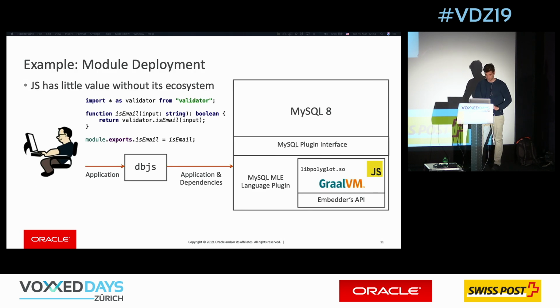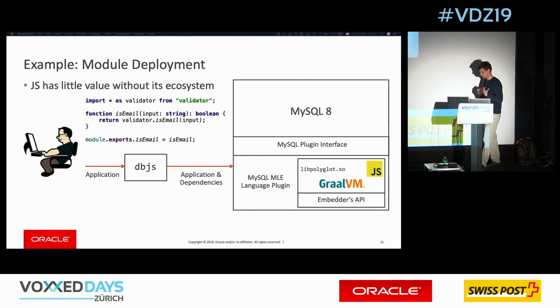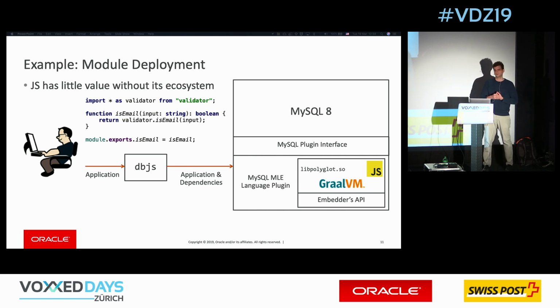Okay, so now we've seen how it works for simple stored programs. Let's take a look at the model. JavaScript itself is not much without the ecosystem, right? You go on npm and you can get whatever you want. So what we developed together with this is a tool called db.js, which, for a program that you would typically run on a client where you use node modules and so on, will pack it in using Webpack, ship it to the database, and provide all the functions that you define.